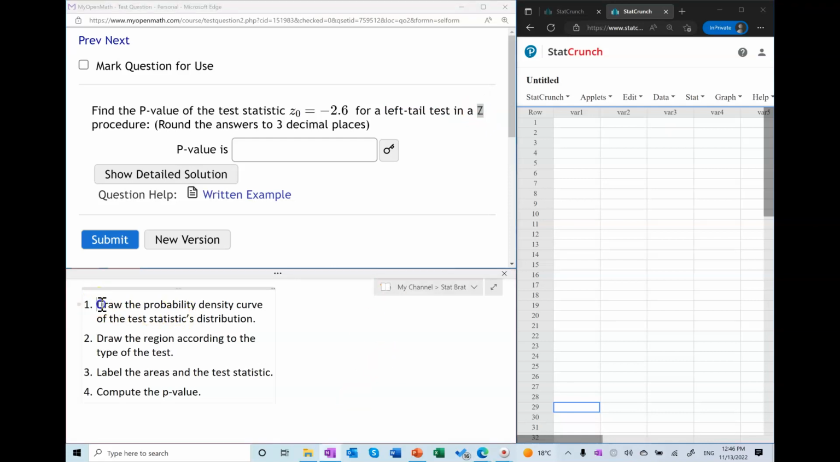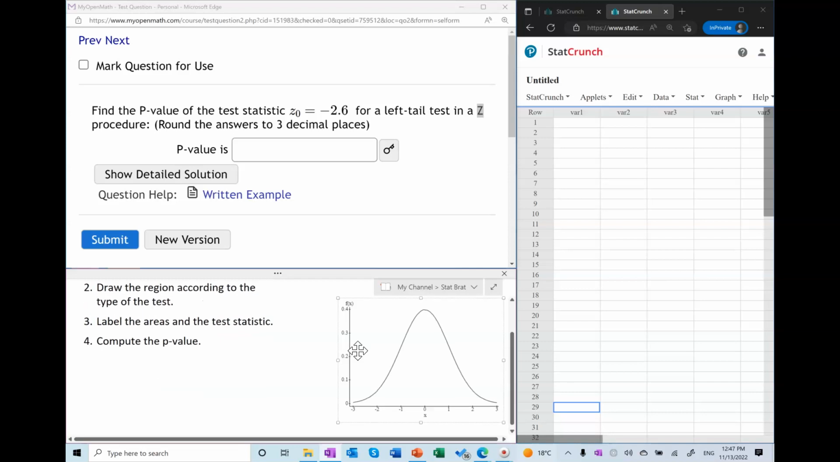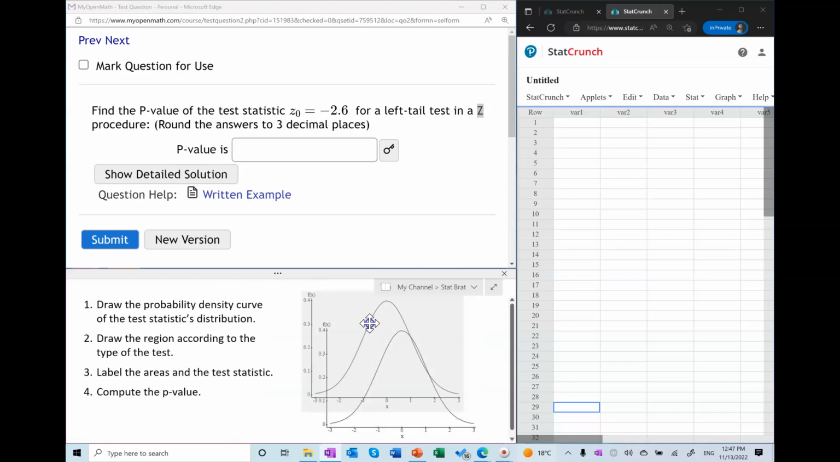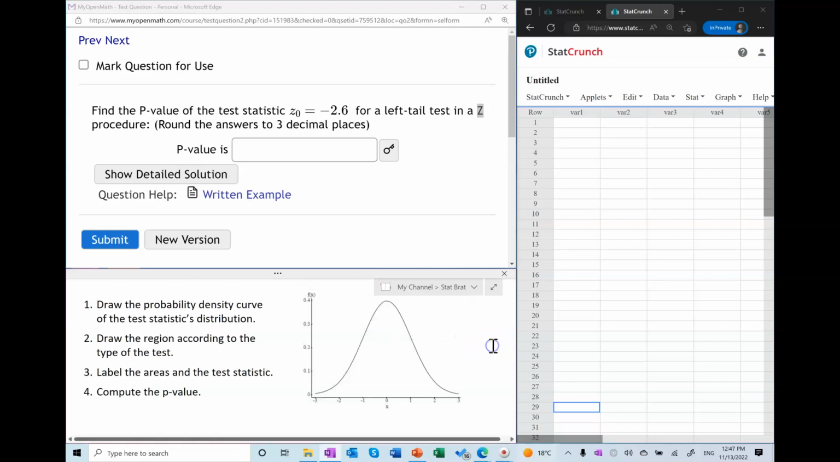So to find the p-value, we'll follow these 4 steps. First, we'll draw the probability density curve, then we'll draw the region according to the type of the test, then we'll label the areas and the test statistic, and then we'll compute the p-value. So let's get started. First, I'm going to sketch a quick probability density curve of the standard normal distribution that is also known as the z-curve. So this is what it looks like, and step 1 is pretty much complete.